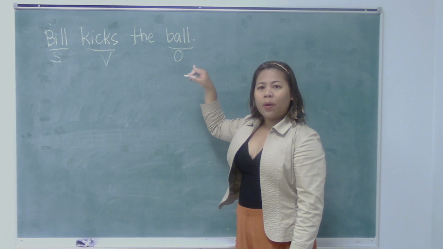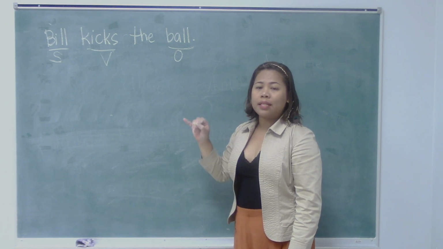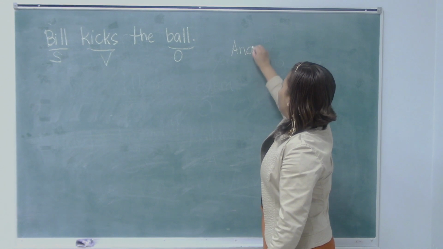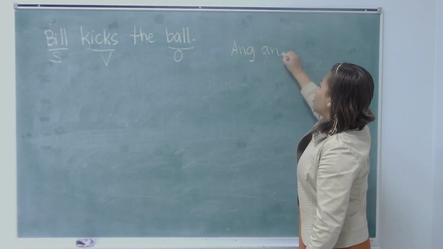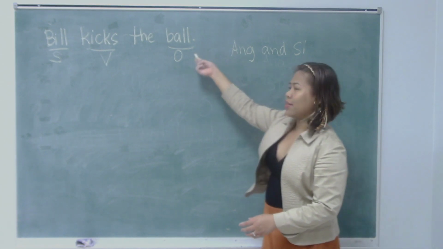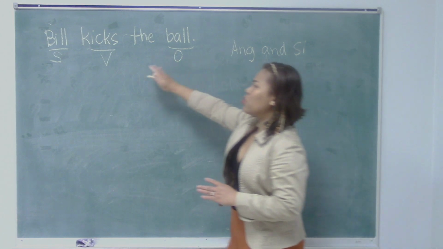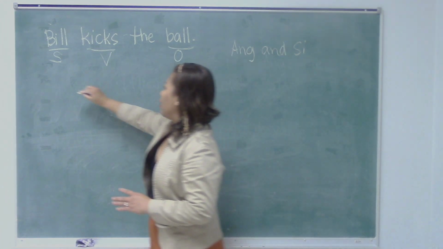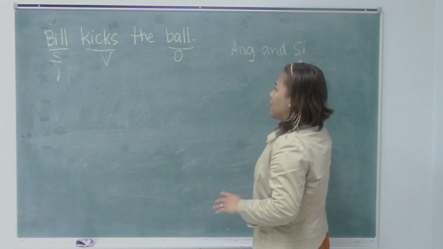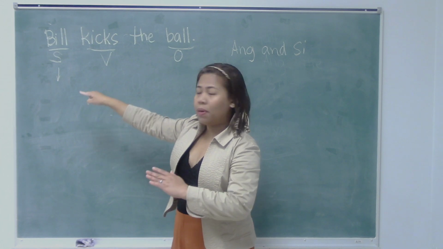So in Filipino, every word that is preceded by a direct marker, ang and si, can be the subject. So objects can be the subjects. So let's translate this one in Filipino first. So Bill, when we translate it in Filipino, we always put si, right? Because it's a person. So we cannot start with Bill, but we say si Bill.